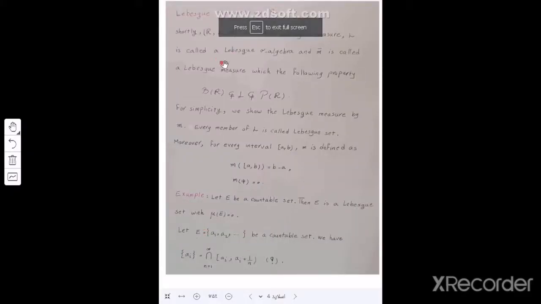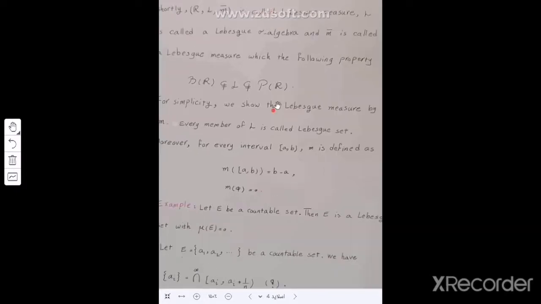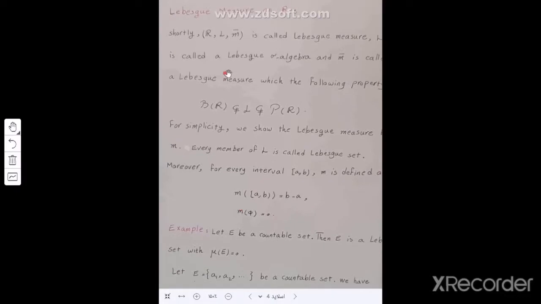Lebesgue measure on R. What is the definition of Lebesgue measure? Here I want to tell you shortly about Lebesgue measure. In this discussion, R is our main set instead of omega. In the definition of Lebesgue measure, R is the main set instead of omega.